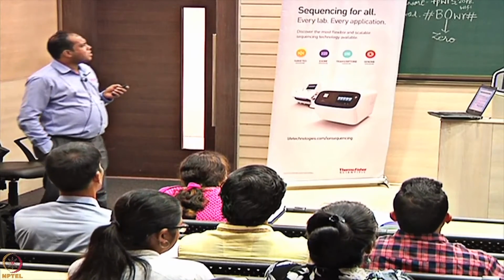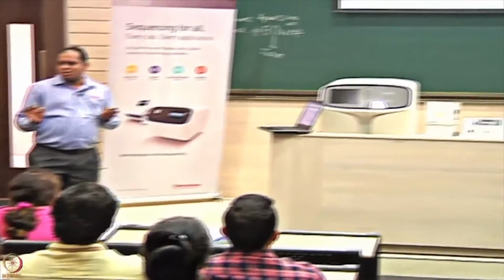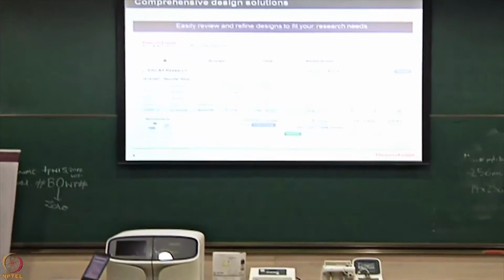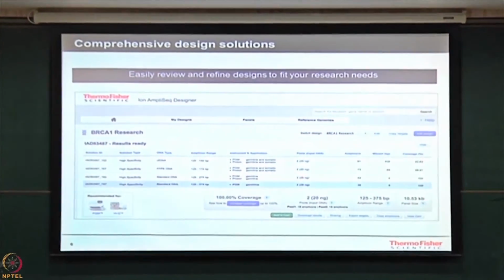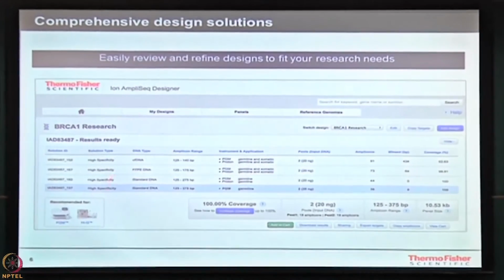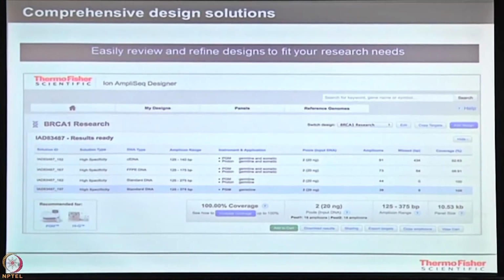So what happens with the design? I'll just give you a small example of a BRCA gene, the BRCA1 gene, which has been designed over here. You can see the BRCA1 gene, and then it says what DNA types you want to go for. Now what happens in your data?